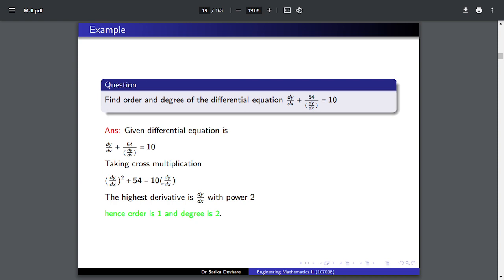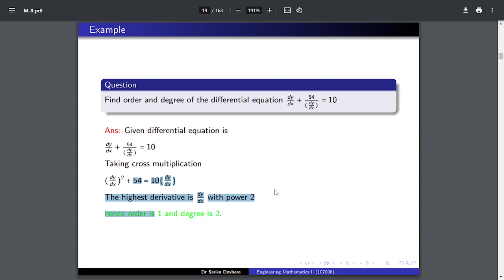d2y by dx square plus 54 equal to 10 into dy by dx, and if we look at this equation, its highest order derivative is d2y by dx square. If we look at its power, it is 2, and therefore the order is 2 and the degree is 2 here.